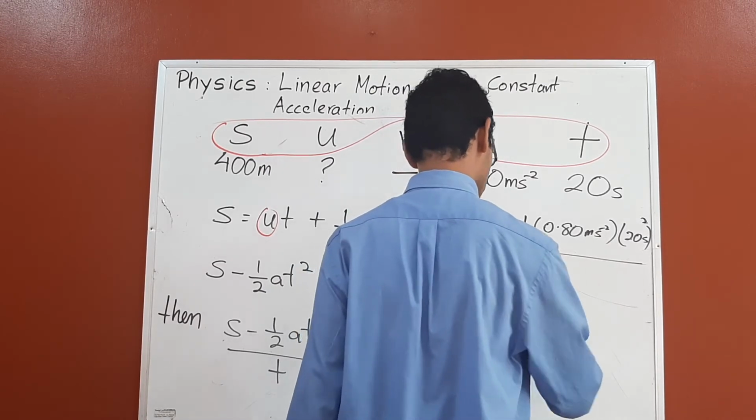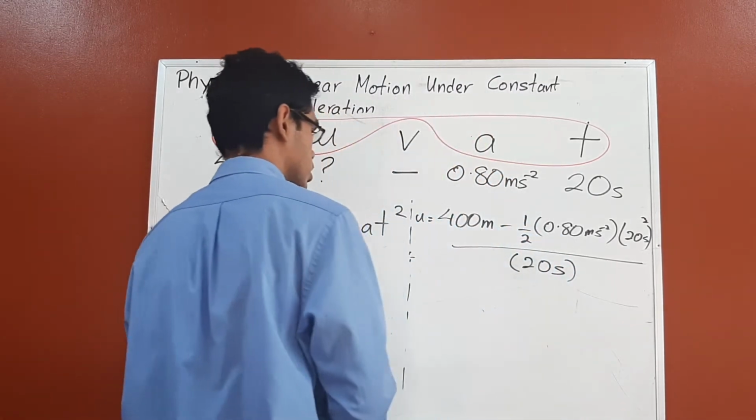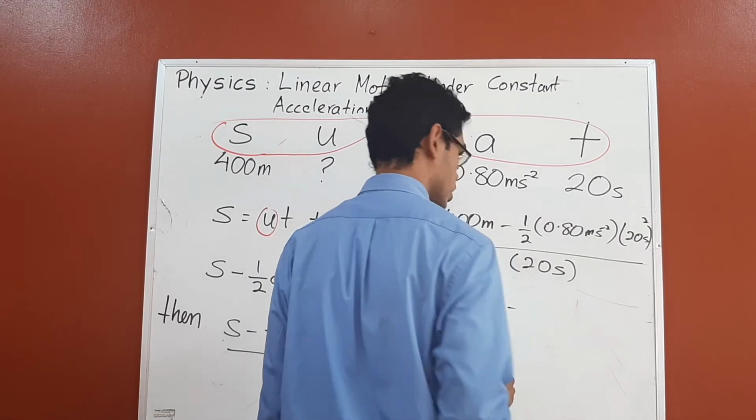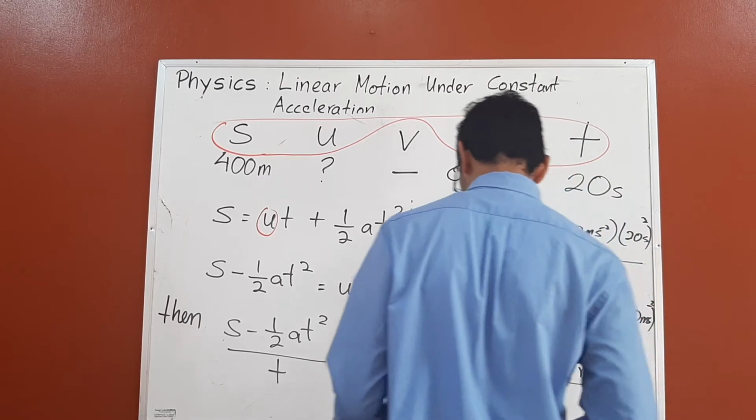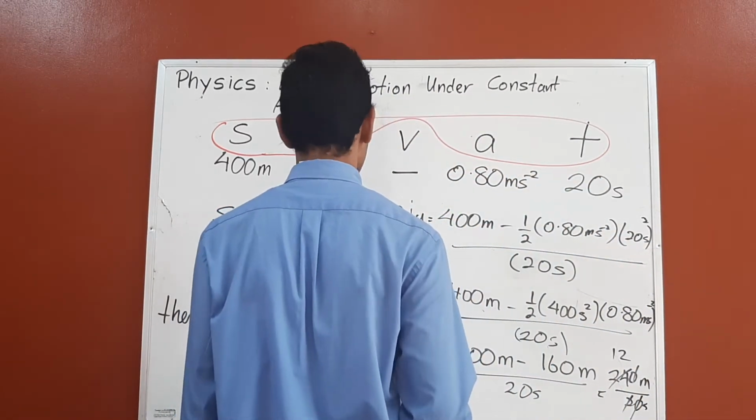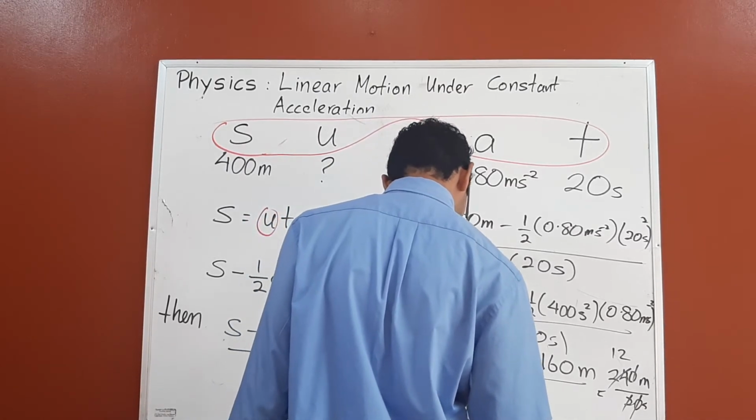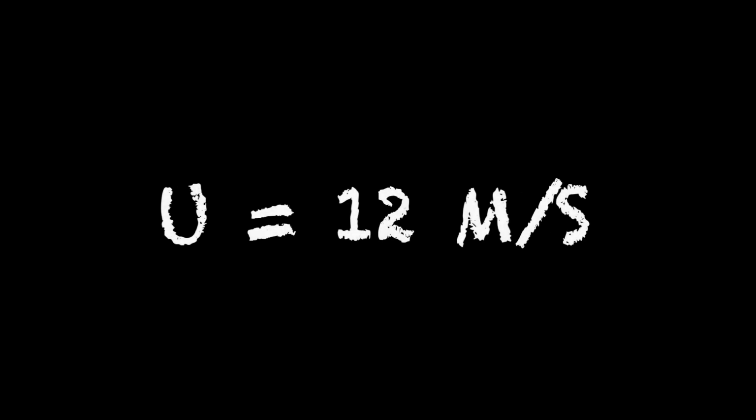So we're supposed to put our T below here, and we have our 20 seconds. Good. So let's go. That'll be 400 meters. And our answer would be that the object, which initially had 12 meters per second, that was its speed. Next question.